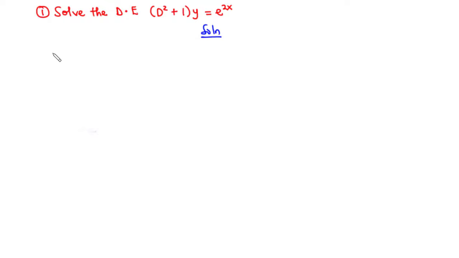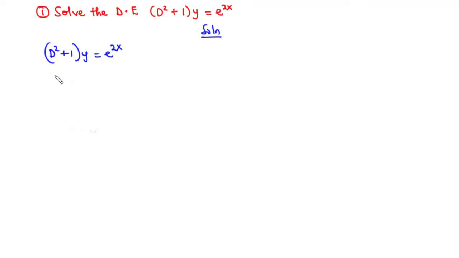So we have the differential equation, which is (d squared plus 1) y equals e to the power 2x. Now the first thing we need to do is to find the complementary function, that is the general solution to the corresponding homogeneous differential equation.